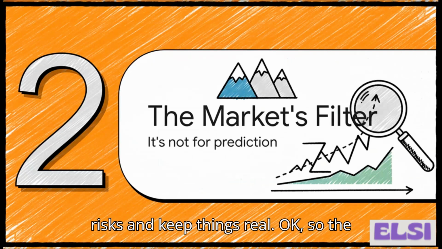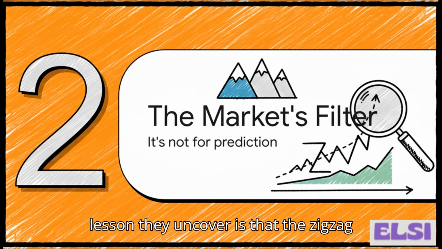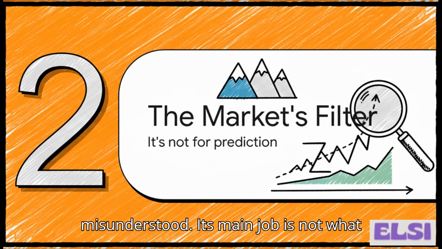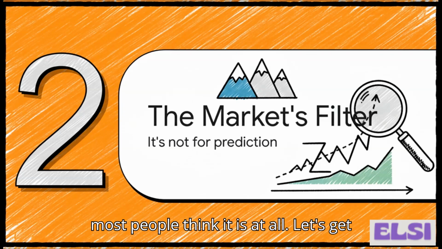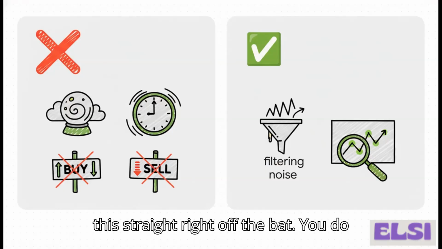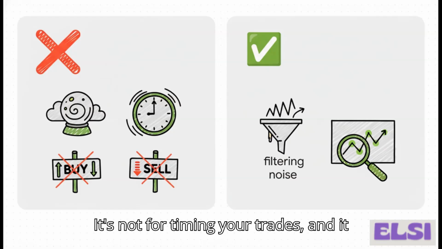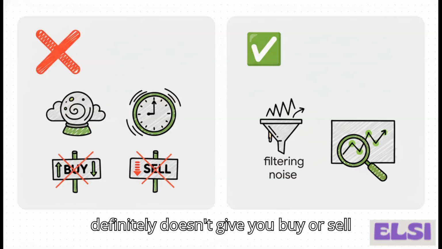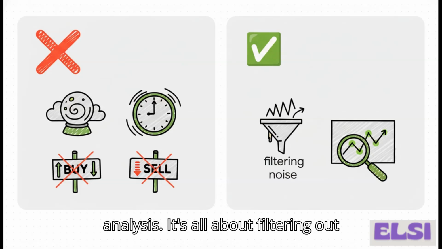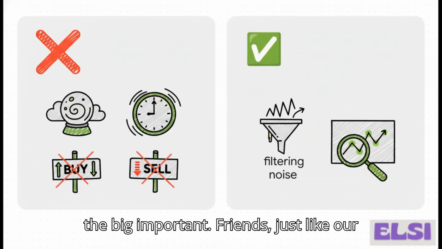Okay, so the very first, and I mean the most important lesson they uncover is that the Zig Zag Indicator is, well, it's completely misunderstood. Its main job is not what most people think it is at all. Let's get this straight right off the bat. You do not use this thing to predict the future. It's not for timing your trades, and it definitely doesn't give you buy or sell signals. Nope. Its real superpower is in analysis. It's all about filtering out that market noise so you can actually see the big, important trends.